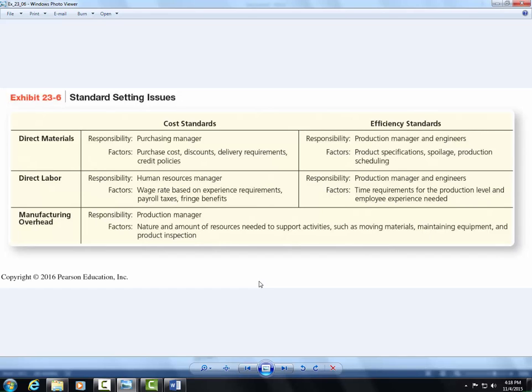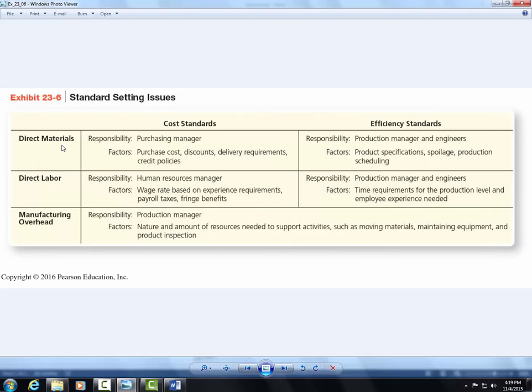And the accounting department would help come up with the cost standards after consulting with other divisions. So if we were coming up with the cost standard for our direct materials, let's use crayons. Let's pretend that we're manufacturing crayons because that's the example that they use throughout the chapter. The cost standard for our direct materials would be what is our estimate for direct materials to produce one batch of crayons.